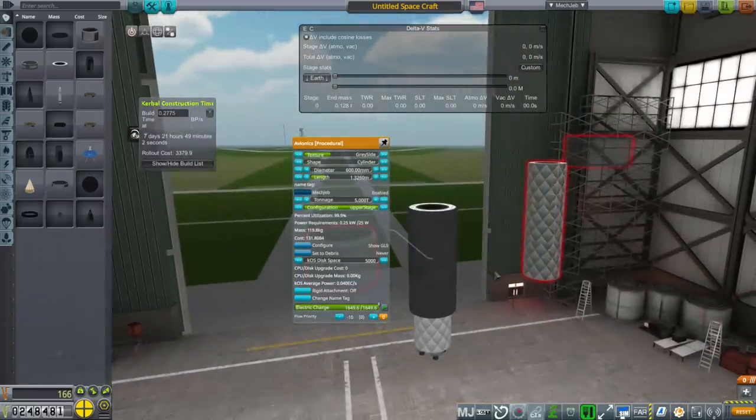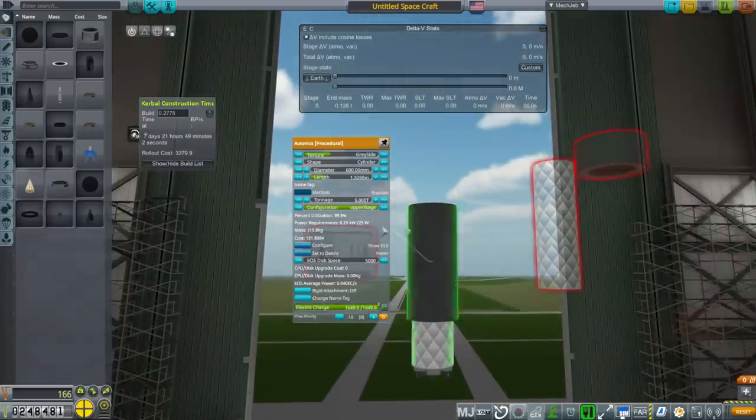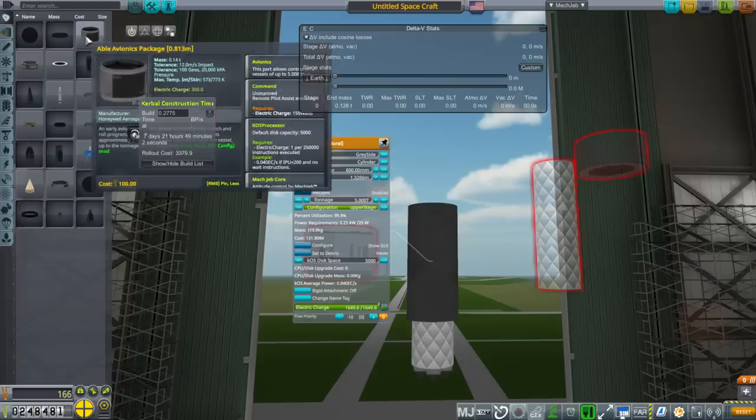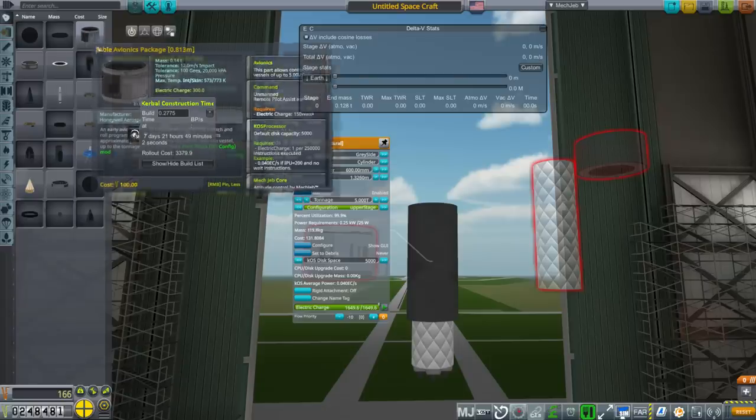So yeah, I don't know what to make of this. The power requirements actually seem somewhat cheaty. There was a probe configuration that was separate, so I don't know if that's something that we unlock eventually still or not, or whether that was just in an older version of RP-0. But yeah, this seems right. I mean, the mass compares favorably. It's still less than the Able avionics core for the same amount of avionics mass.